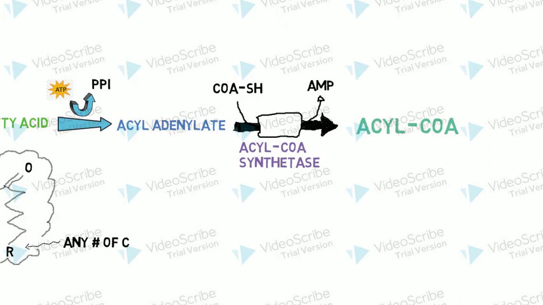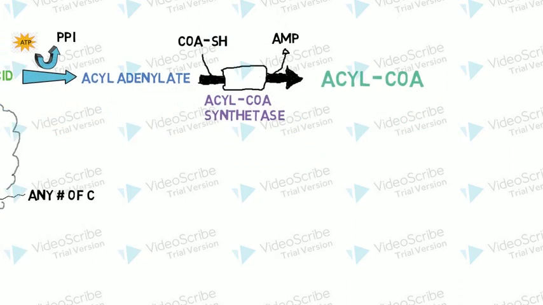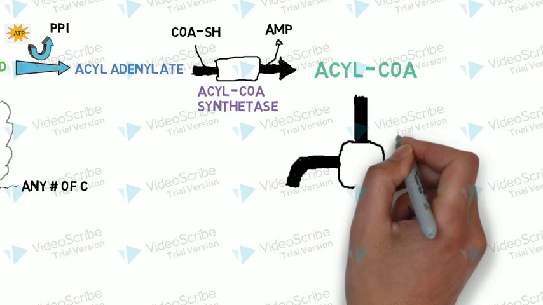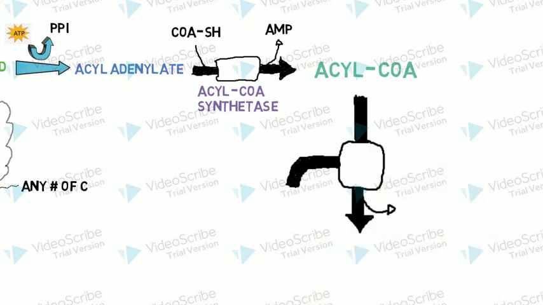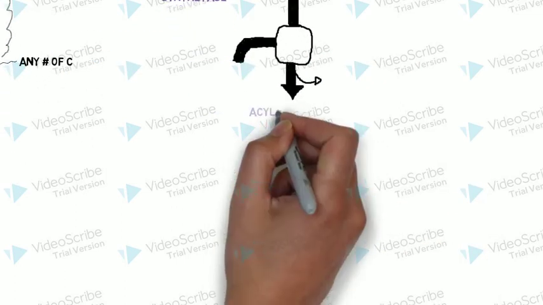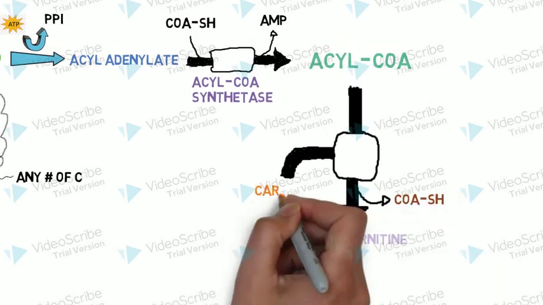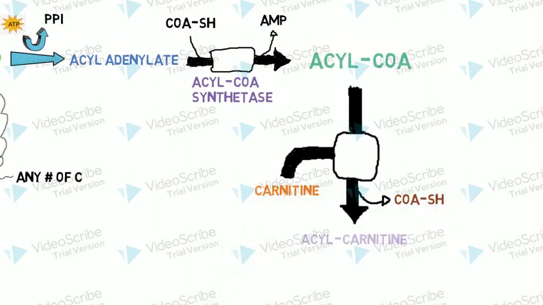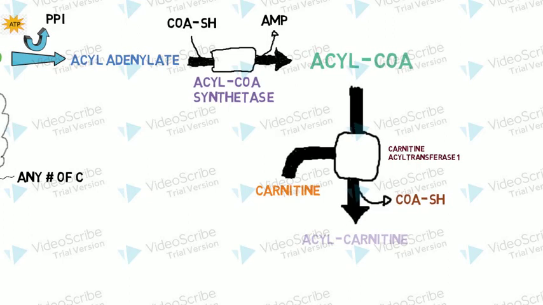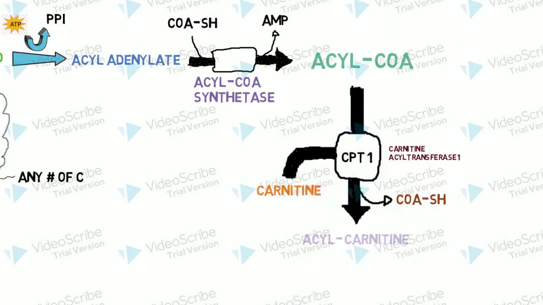The acyl-CoA gets a carnitine attached, and the coenzyme A is pulled off. Therefore, it becomes an acyl-carnitine. The coenzyme A gets recycled, and obviously, a carnitine molecule is needed for this process. The enzyme that does this is carnitine acyltransferase 1, and it's located in the outer mitochondrial membrane.